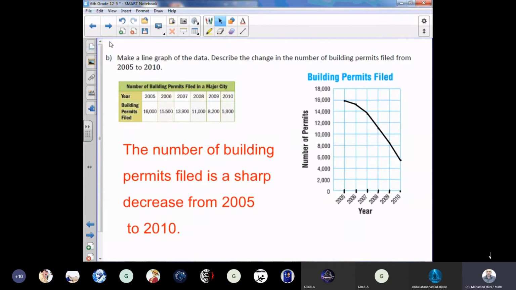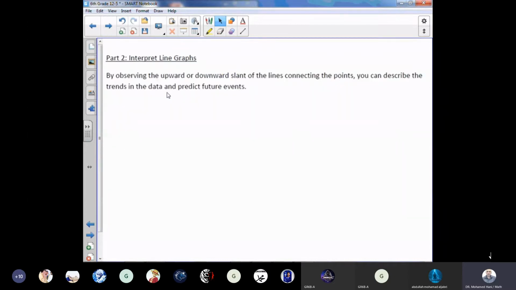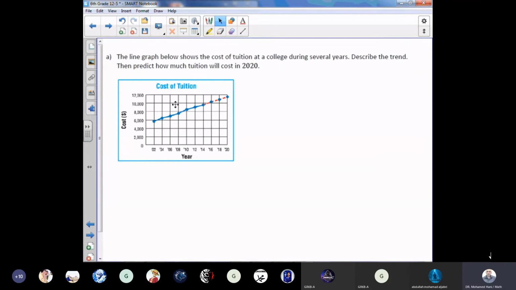Interpret line graphs. By observing the upward or downward slant of the lines connecting the points, you can describe the trends in data and predict future events. The line graph below shows the cost of tuition at a college during several years. Describe the trend, then predict how much tuition will cost in 2020. Well, the trend here, it's definitely increasing, and it's fairly steady. It increases a little bit each year. So it's definitely increasing at somewhat of a steady rate.